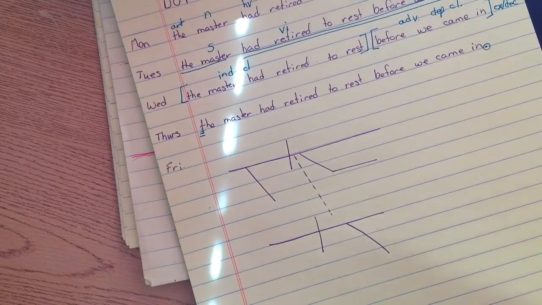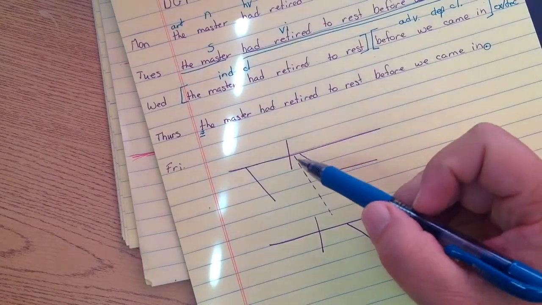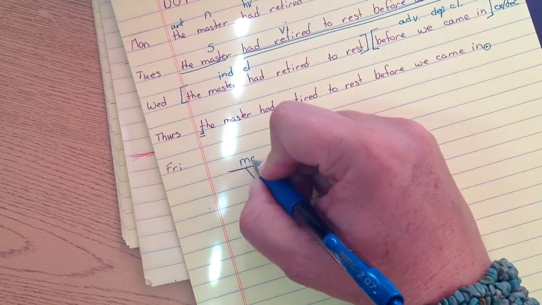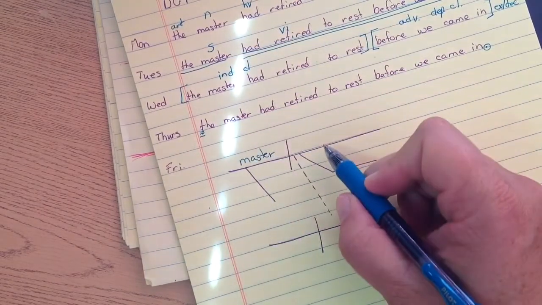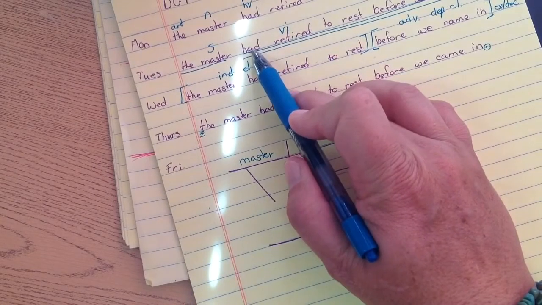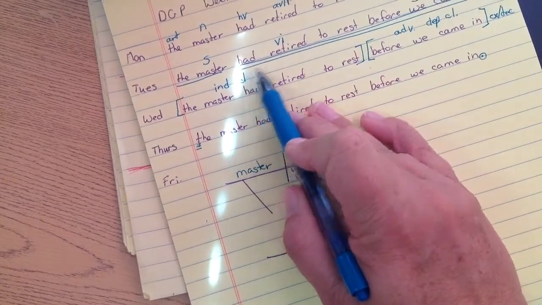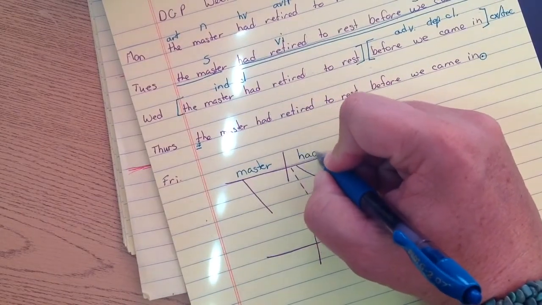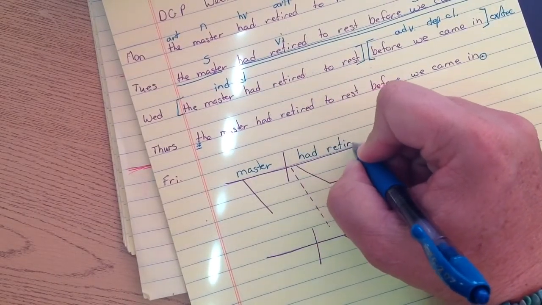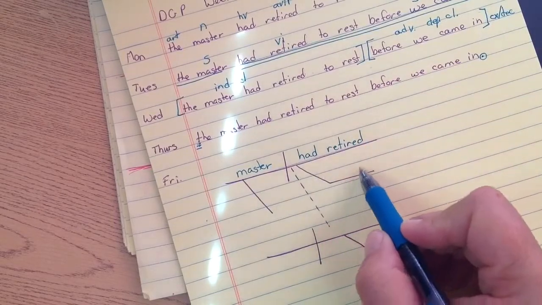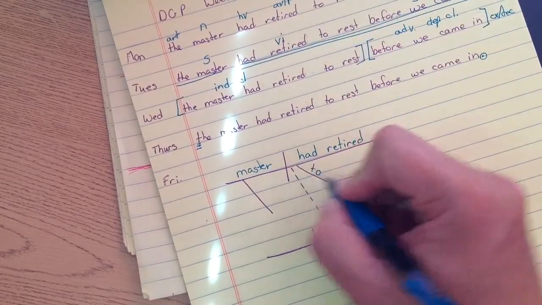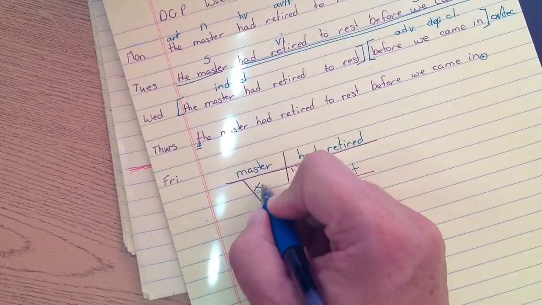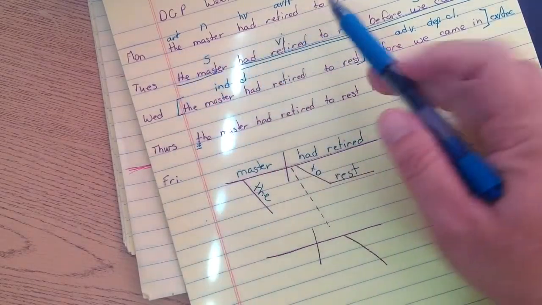Okay, so hopefully you tried it on your own now, and now I'm going to put them in. I know a subject goes here, so I'm looking for my subject. Master. I know the verb goes here. Now, had isn't labeled verb here, but I know that had was a helping verb right from up here. So had retired goes here. Okay, this was going to be my infinitive, so I've got to rest. Oh yeah, the describes master. The master had retired to rest.